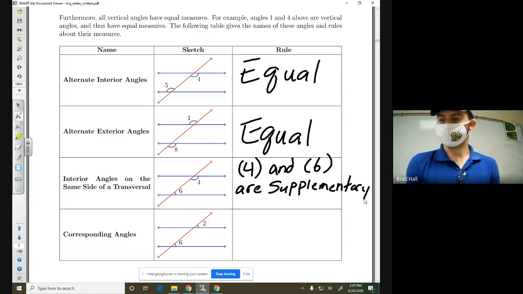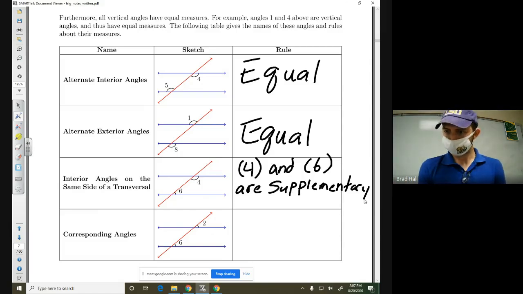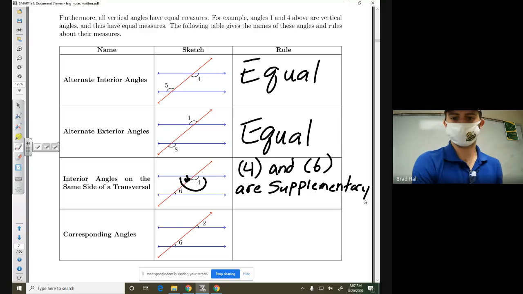So hopefully you remember what supplementary means. We talked about that in the last class. They add together to give you 180. As you can kind of tell, 4 doesn't go all the way. So 4 doesn't stretch out all the way. It's got that missing piece right here, and 6 will fill it perfectly.